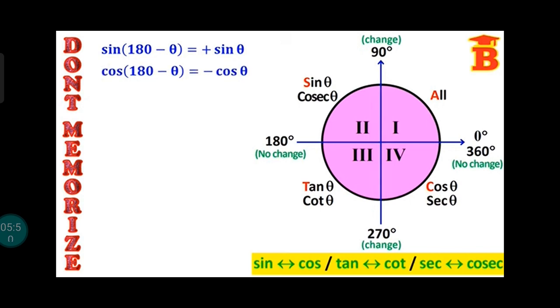Cos 180 degree minus theta lies in second quadrant. In second quadrant cos is negative and no change, so we get the answer minus cos theta. Tan 180 minus theta, second quadrant tan is negative, so minus, no change, so minus tan theta.